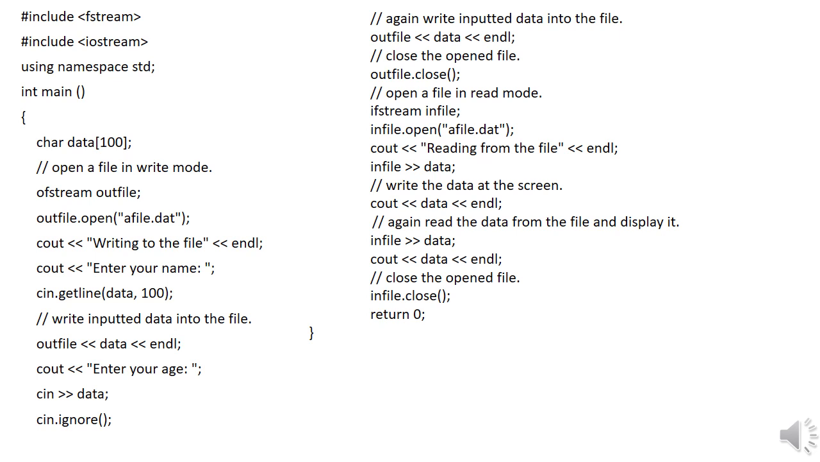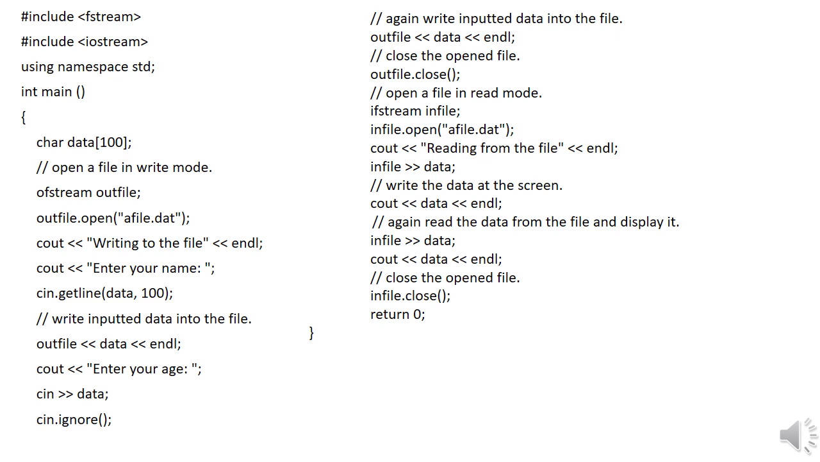Then we are going to open a file by using that object name. Syntax is outfile.open("file.dat"). Here outfile is the object of ofstream class. Then dot open is the function for opening a file. Then file.dat is the file name. So file.dat is opened for write operation. Then the user is asked to enter the name that can be accepted by using the cin.getline function.